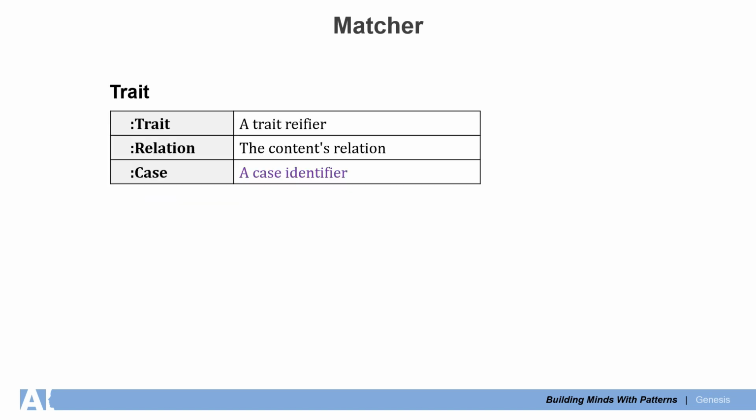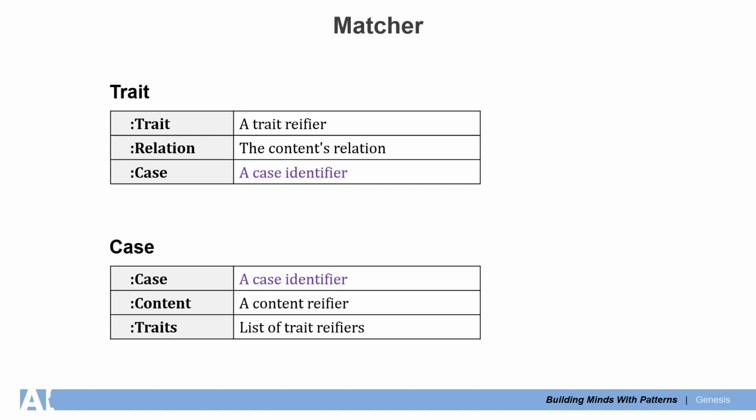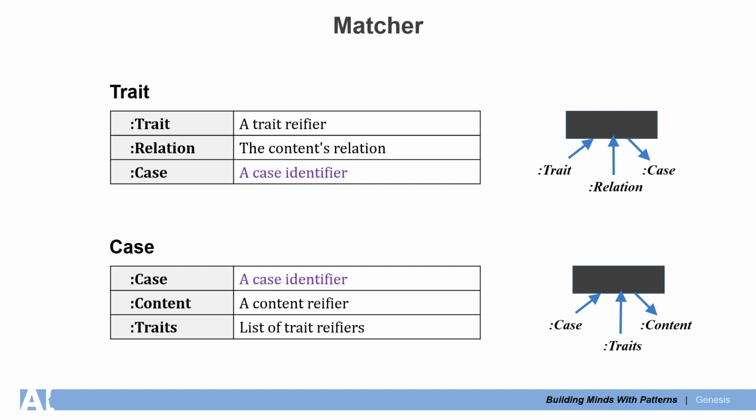Let's look a little closer. The trait is composed of a trait reifier, a relation reifier, and a case identifier. Identifiers pertain to brushes, whereas reifiers pertain to schemes. A case has a case identifier, a content reifier, and a list of trait reifiers. These joined relationships can be represented as brushes, since neither a trait nor a case is a scheme.